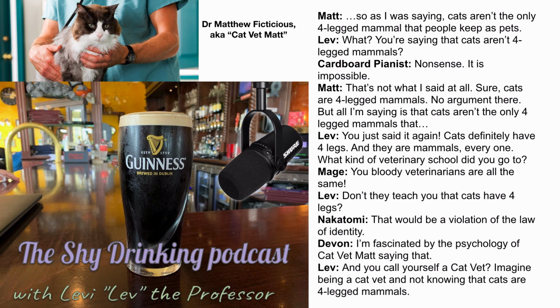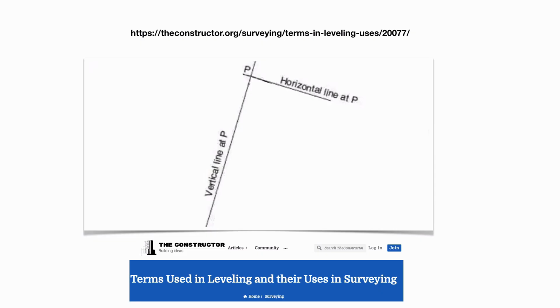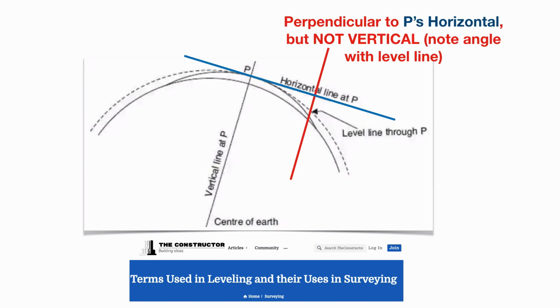I hope the gag is obvious. Lev is reversing what Cat Vet Matt is saying and then taking that obviously false idea to absurd lengths. It's a metaphor for my saying that while vertical and horizontal are in fact perpendicular, not all perpendiculars to a horizontal are vertical. But this has been turned around as me having a problem with the perpendicularity of horizontal and vertical, or with perpendicularity in general.